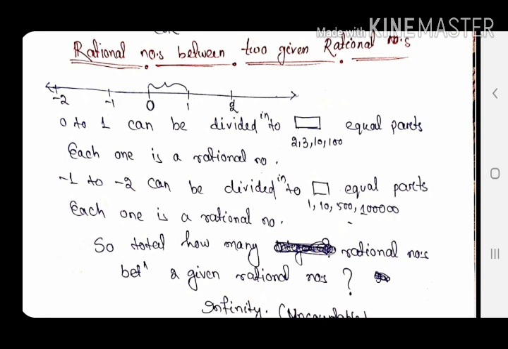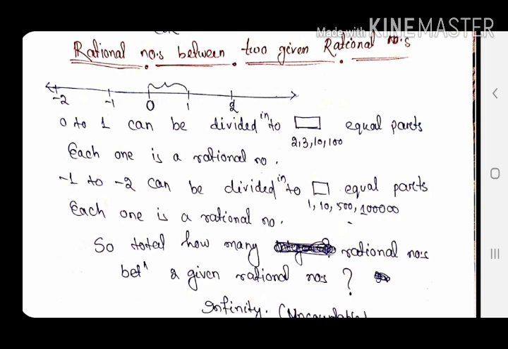Next we will discuss how to find rational numbers between two given rational numbers. See, 0 to 1 may be divided into how many equal parts? I have written fill in the blanks. Can the line from 0 to 1 be divided into 2 equal parts? Yes. So each part is a rational number. Can it be divided into 3 equal parts? Yes. So there are 3 rational numbers in between them.